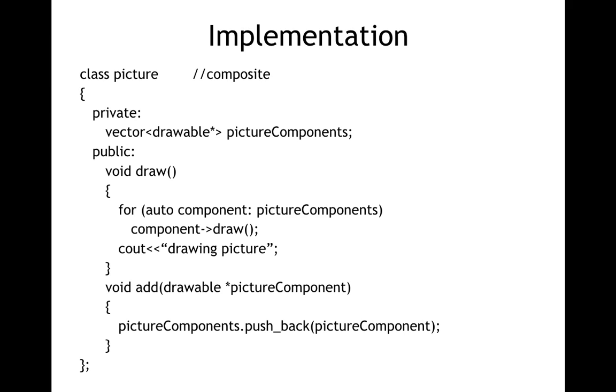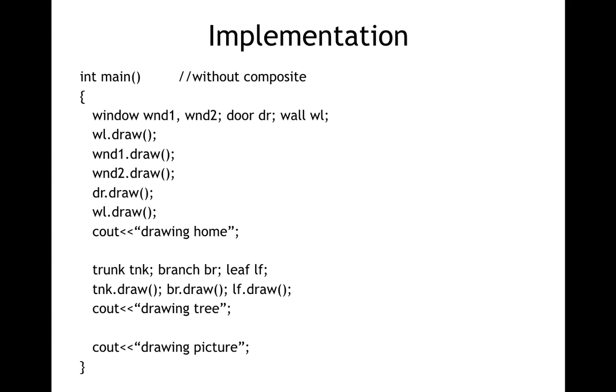So this is a very simple implementation. Now let's see the client side, or the main of your program. If you're not using composite, what you would do is create objects of windows, door and wall, and call draw on each of them, and in the end you would say drawing home. Similarly, with tree components like trunk, branch, leaves, you would call draw on each of them, and you would say I have drawn a tree, and in the end you would say I have drawn a picture completely.